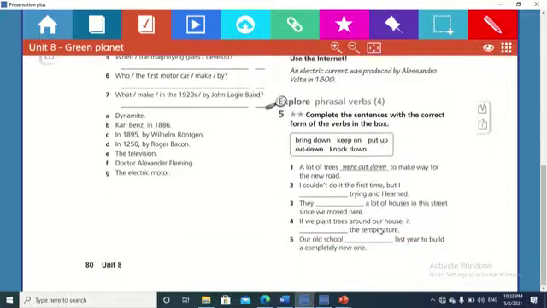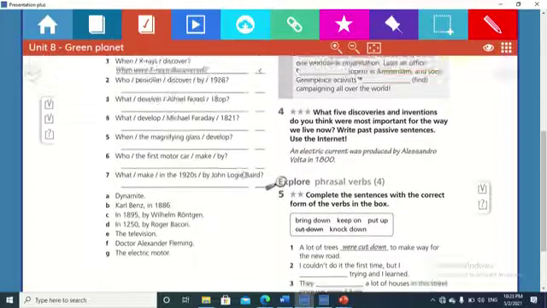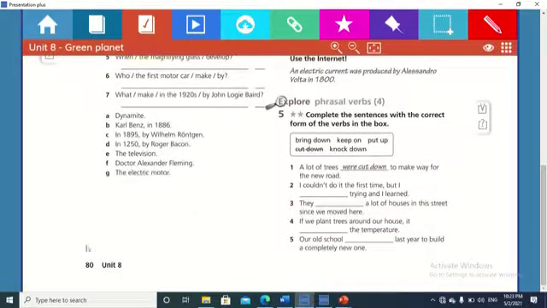The last exercise, these phrasal verbs in number 4 are taken from the reading unit 8, so you can go straight to reading unit 8, try to recognize the meaning of these verbs and then complete these sentences. This is everything for today's lesson. Of course, next time we will be together and we will do these exercises in your workbook, page 80.